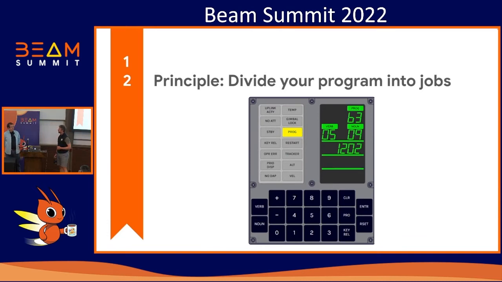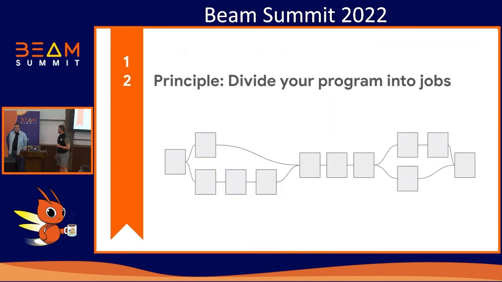The question is, can we use this principle to save our pipelines as well? Well, I think we can. So, dividing the program into jobs. How does this apply to a pipeline? Because a pipeline will run one job. A job is an instance of a pipeline, so that's obvious. But within a pipeline, how you design the pipeline matters. We will have a series of complex pipeline operations with different relations between them that we can aggregate together.